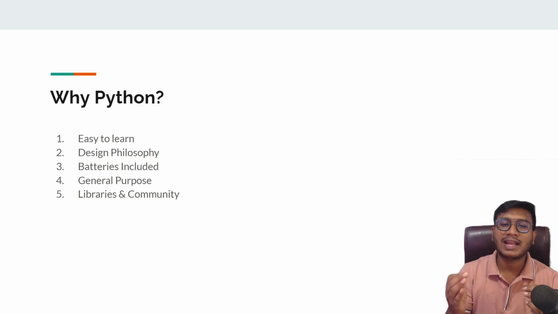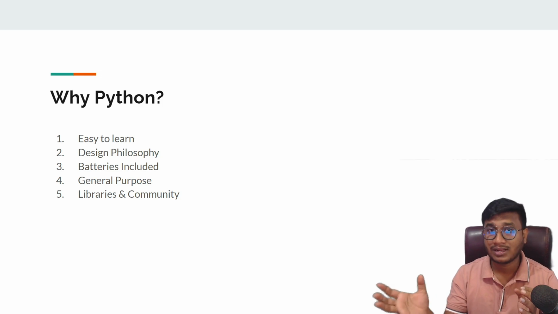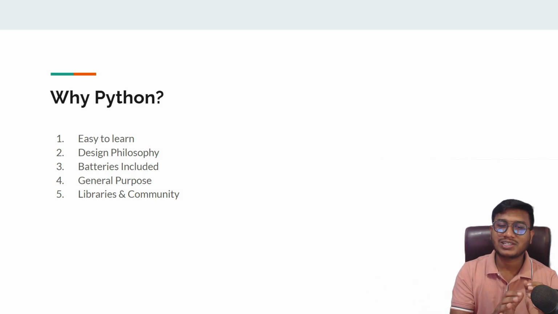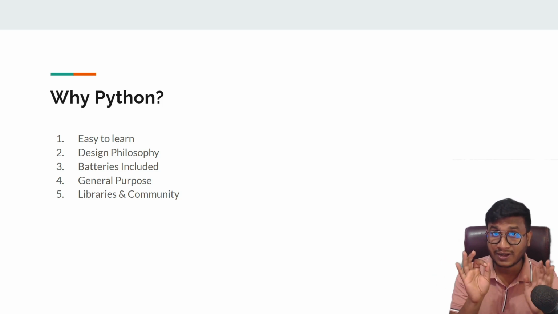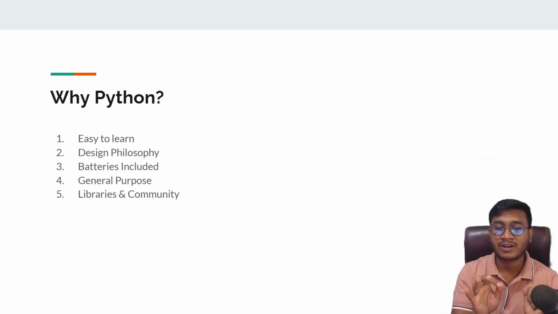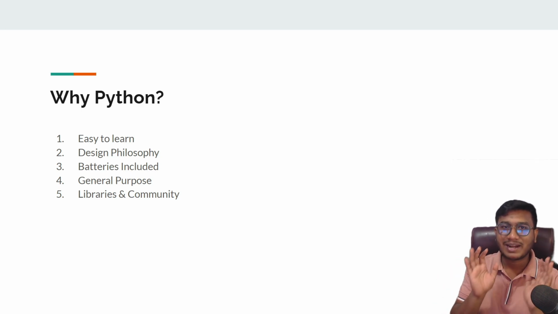So in other programming languages, you have to write that particular code from scratch to reverse that particular number. But inside Python, we already have one predefined method. Predefined method means predefined function. With the help of that predefined function, you can pass that particular list of numbers, and it will automatically do the reverse operation for you. So this is called batteries included.